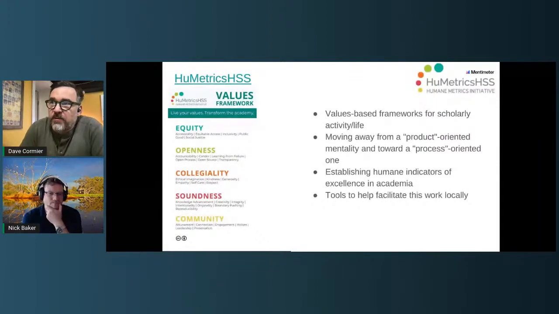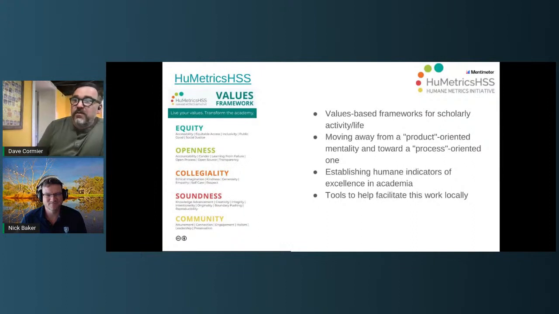Moving away from product-oriented to process-oriented. And I'll show you one of the activities that they use for this. I think HuMetricsHSS has a really great website and a really great series of approaches that you can use inside your own organization to follow down some of these paths. When you look at their own values, equity, openness, collegiality, soundness, community, it looks an awful lot like that word cloud we saw before, right?